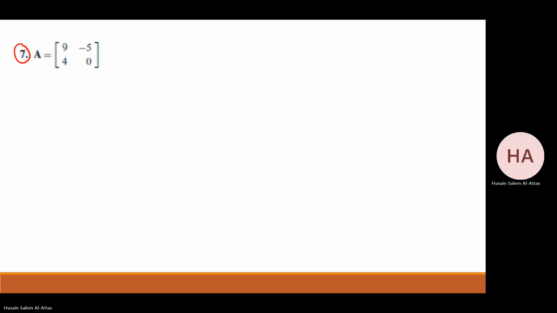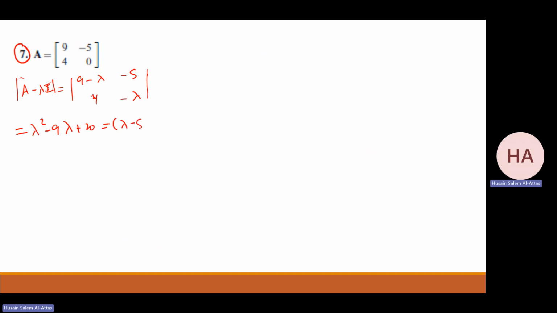Question 7. Okay, do the same thing. Yeah, these 2 by 2 are easy ones. But 9 minus lambda, minus 5, 4. This is 0 minus lambda, so it's minus lambda. So you have lambda square minus 9 lambda plus 20, which is lambda minus 5 times lambda minus 4 equals 0. So the eigenvalues are lambda equal 5 and lambda equal 4.